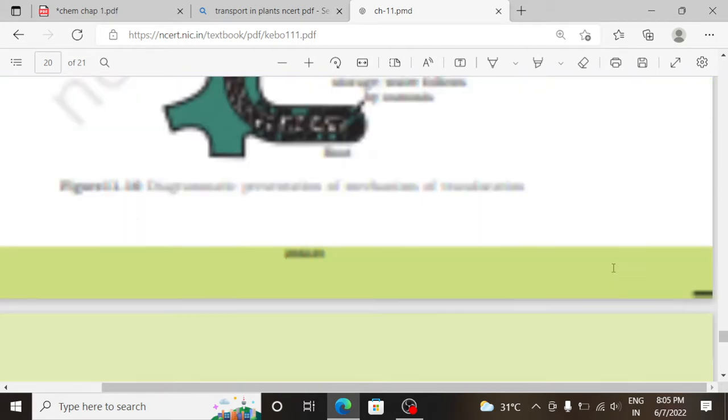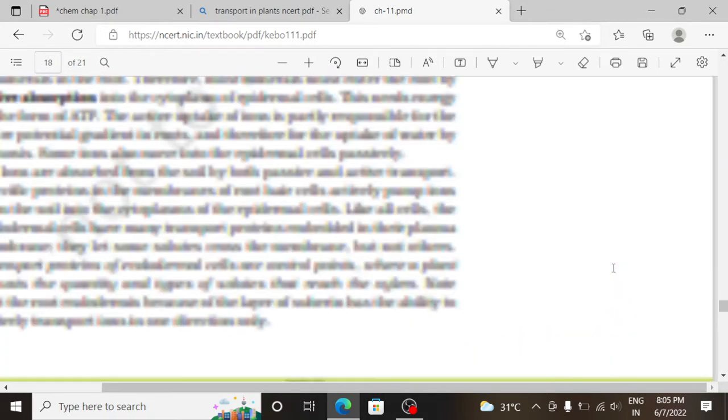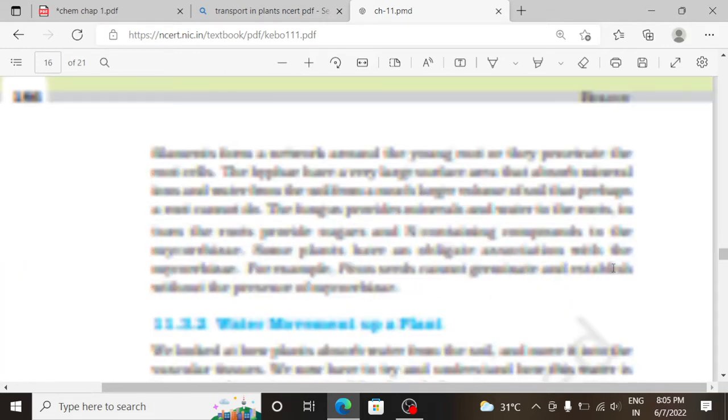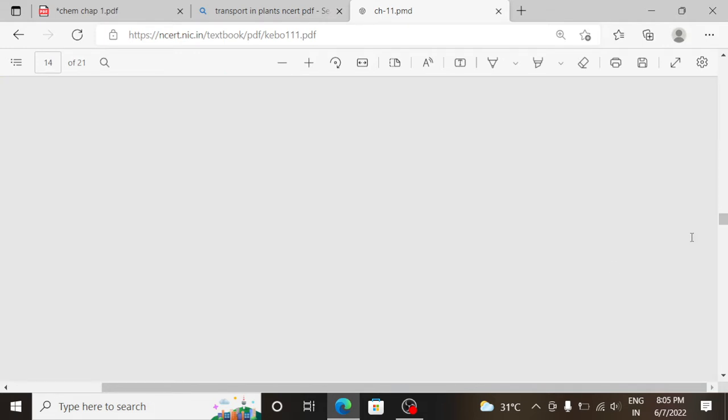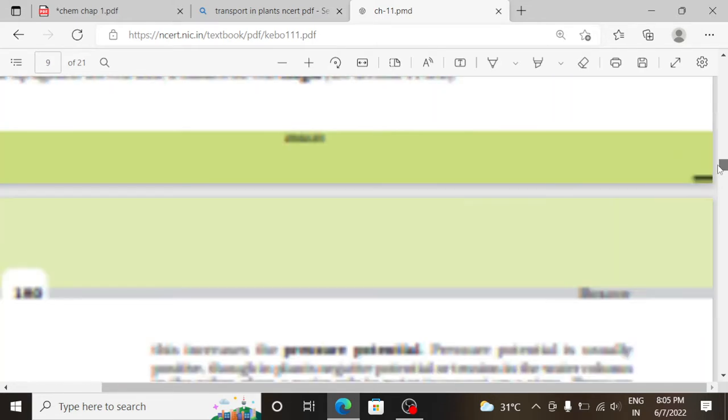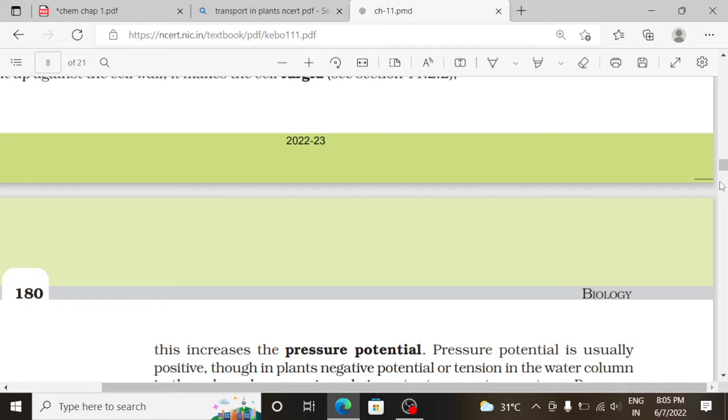Now let us look at the diagrams of this lesson. This is a very big lesson of 21 pages. So let me take it. Okay, so 2 minutes. Yeah.